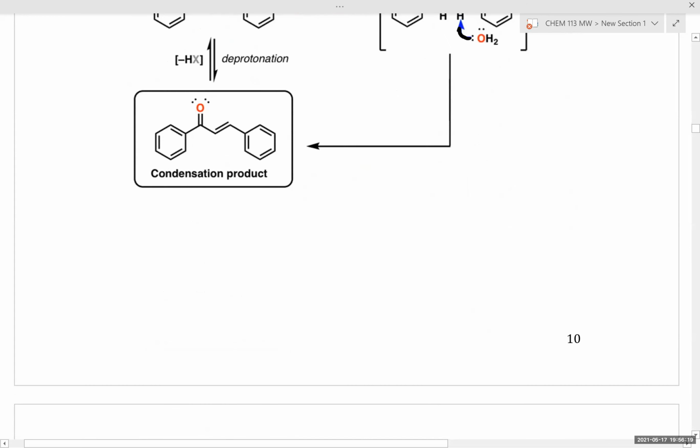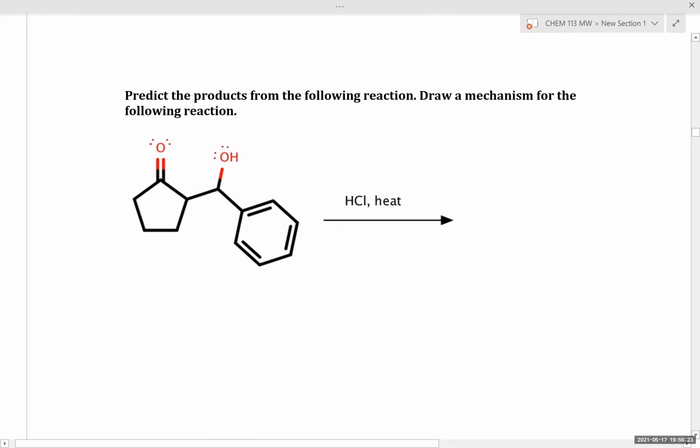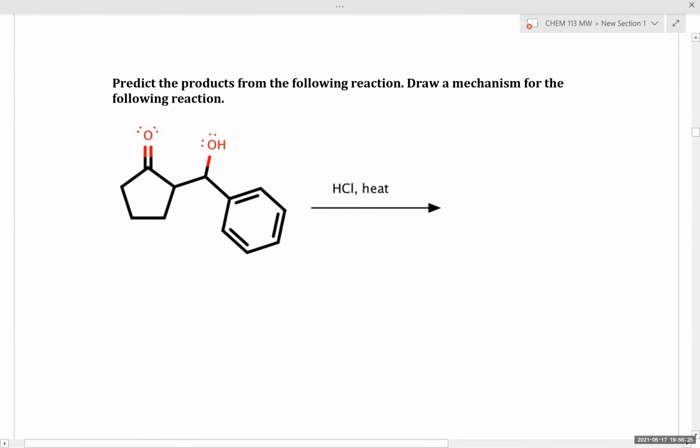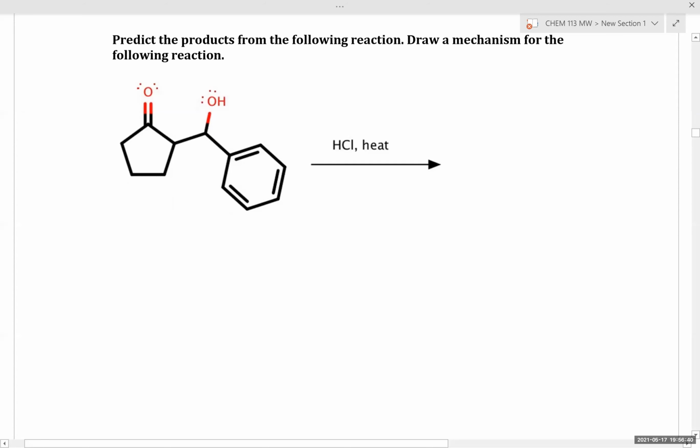Okay, so let's move on now. And let's try to apply what we've learned to the following example. In this case, we're asked to predict the product from the following reaction and draw a mechanism for it. We're treating the following beta hydroxyketone compound with hydrochloric acid and heat.